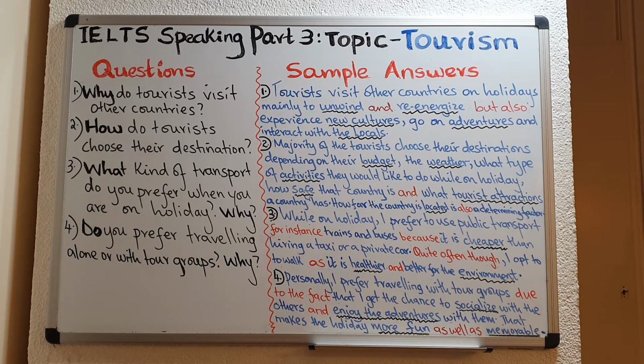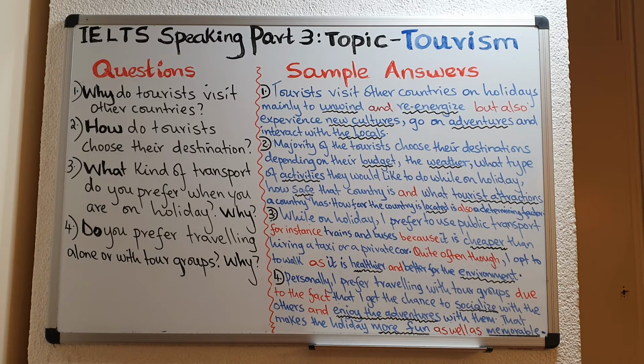Tip number 2, for each of the questions, you are expected to give elaborate and detailed answers. Do not simply give a one word or two word answer. Try to elaborate your answer. Why do tourists visit other countries? You can see I have given a number of reasons there: to unwind, to re-energize, to experience new cultures, to go on adventures, to interact with the locals. So ensure that you give an elaborate answer, a detailed answer.